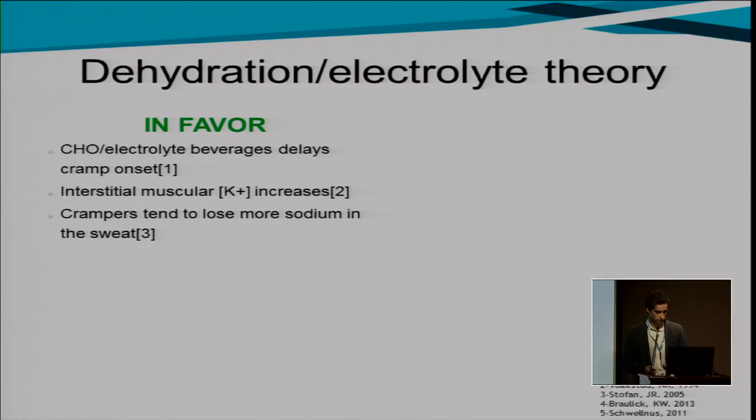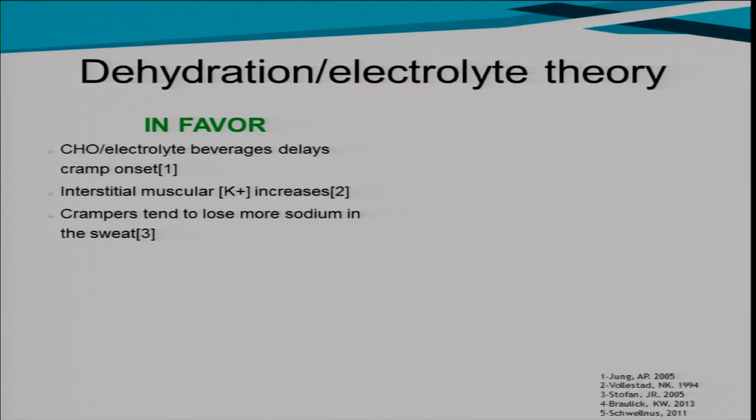We know also that with maximum or near maximal isometric muscle contraction, the interstitial muscle potassium concentration increases. Potassium is a major membrane potential determinant. We know also that, as some studies say, crampers tend to lose more sodium in the sweat, like salty sweaters tend to have more cramps.